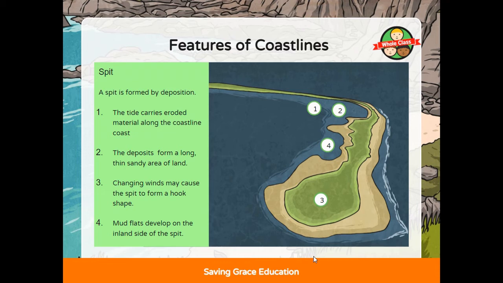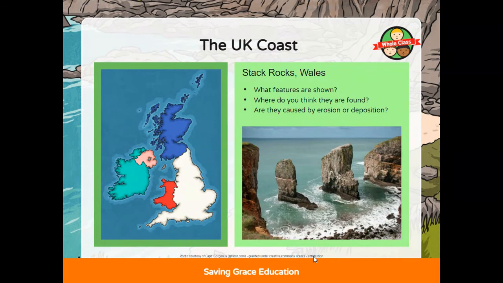Now let's have a look at some of the more famous examples of some coastal features from around the UK. When looking at these examples, ask yourself, what features are shown? Where do you think they are found? And are they caused by erosion or deposition? Stack rocks are two detached pillars of limestone on the South Pembroke coast. Remember, stacks are formed by erosion.